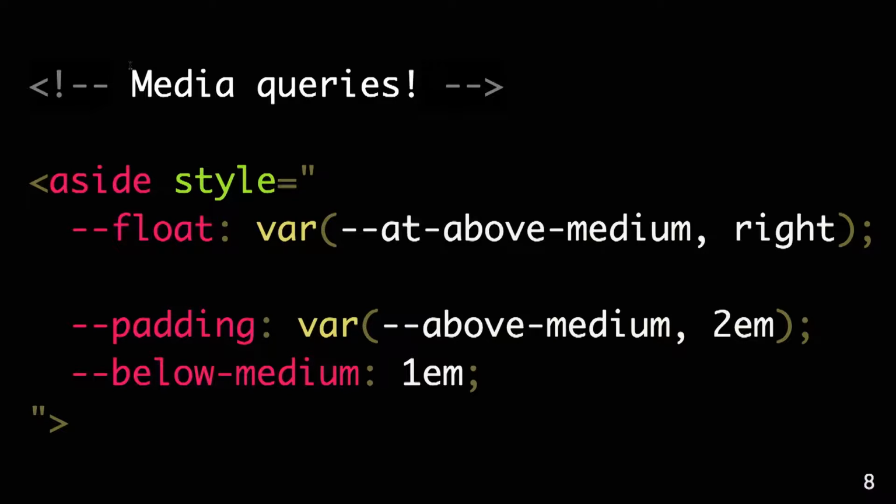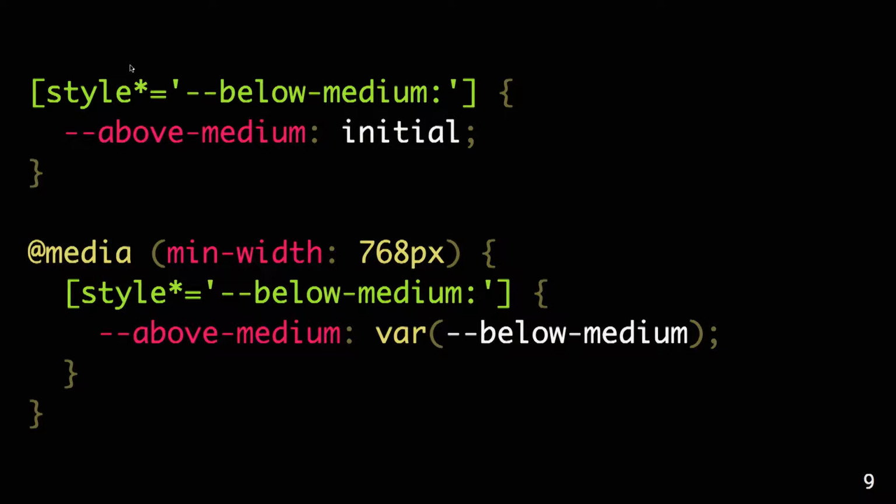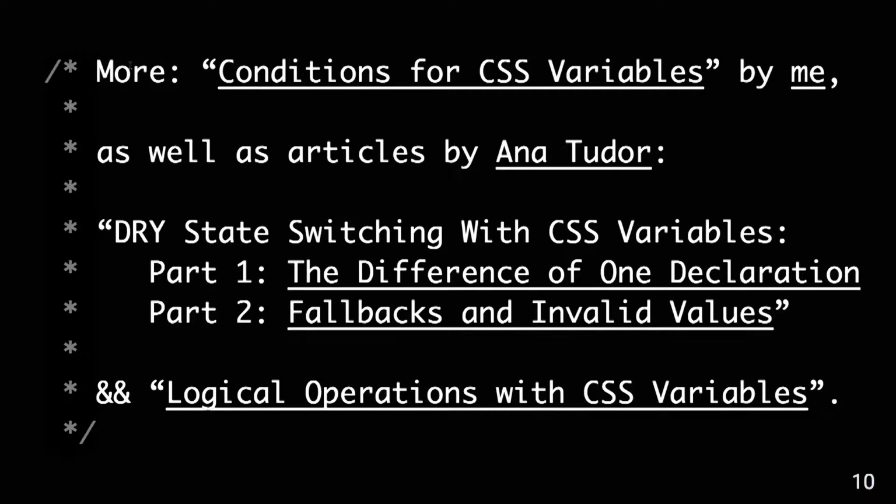This can be done, of course, with media queries. We can use this and other ways to do stuff. For example, we can have a switch between two values using how variables work. I don't have much time to dig into how this works exactly, but you can read a lot in different articles. For example, in my article, Conditions for CSS Variables, or in a lot of very great practical articles by Ana Tudor on CSS-Tricks.